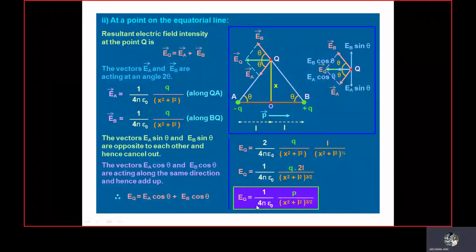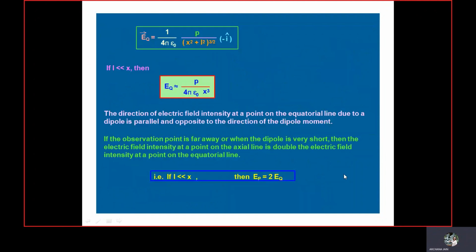And we will get E_Q = 1/(4πε₀) · P/(x² + L²)^(3/2). The direction of E_Q is opposite to the direction of dipole moment P. That's why we take here minus i cap, opposite to i. If we take again the same thing, if L is very less than x, then neglecting L in the denominator, we will get E_Q = 1/(4πε₀) · P/x³.